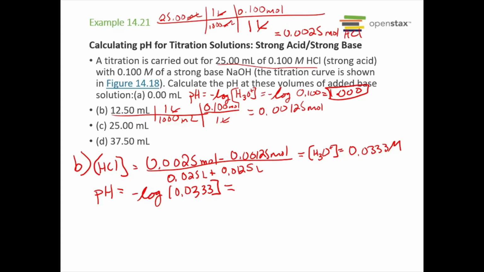And so let's punch that in, 0.0333. That is equal to 1.48, or since it looks like we're doing 3 decimals, 1.478.